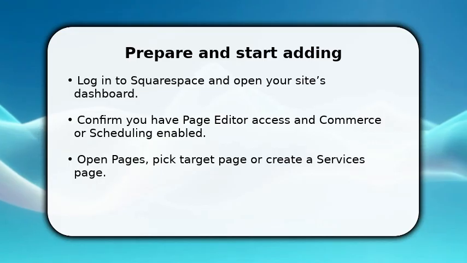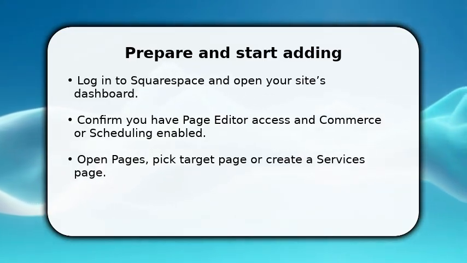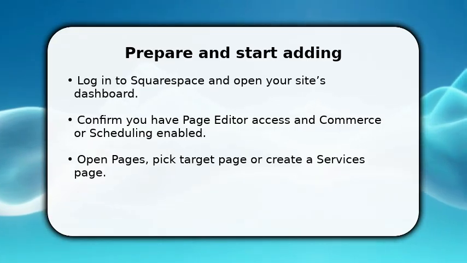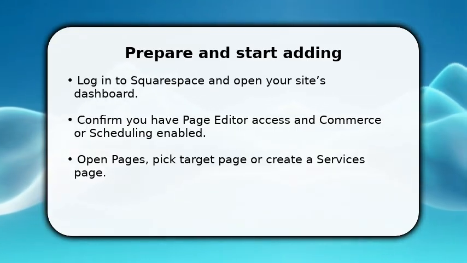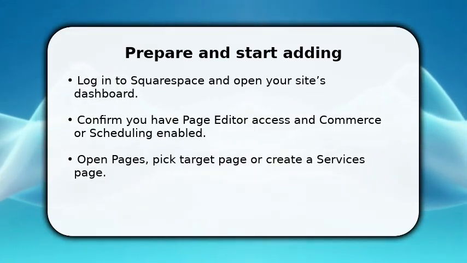Next, go to Pages and choose the page where services belong or add a new services page. This sets the container. Once done, open that page's editor and prepare to add a new service block or product entry so you can start entering details.